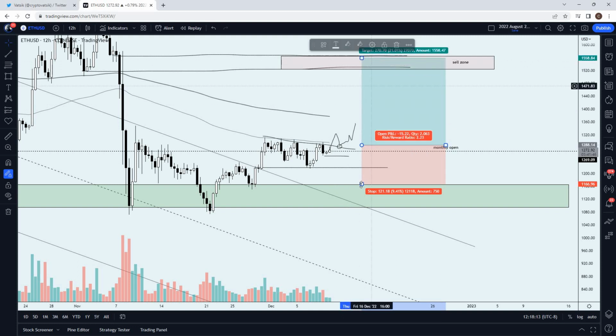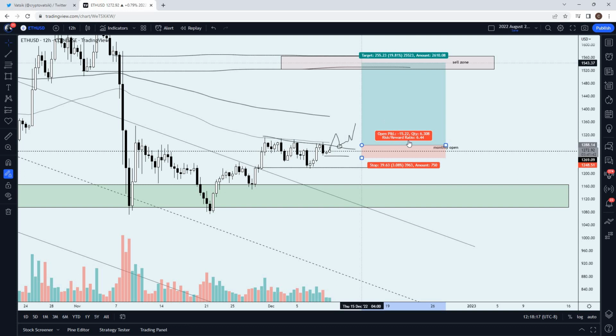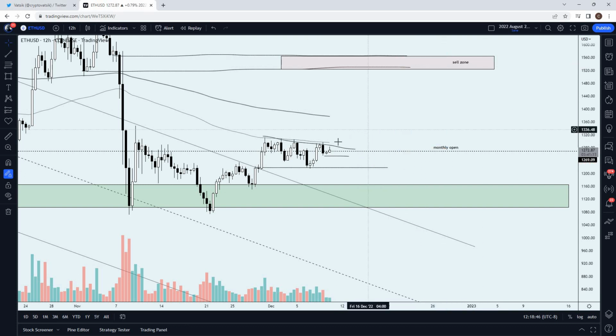So that's basically, stop loss below this low right here. And then your sell zone up here. So your R&R is over 6, yeah, 6.44, so not too bad.